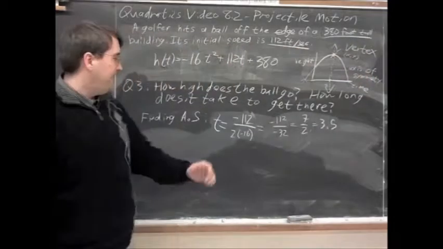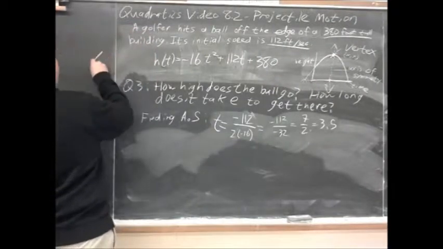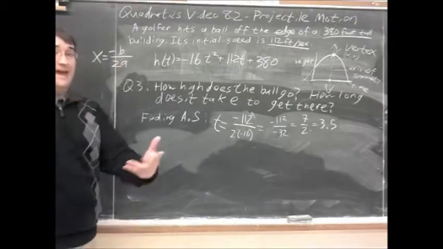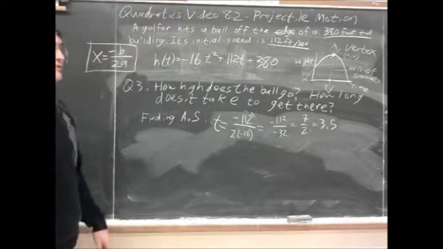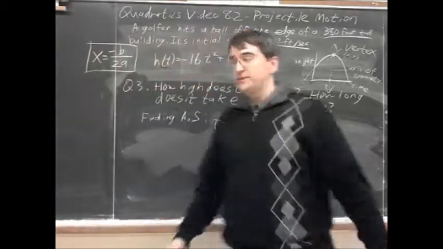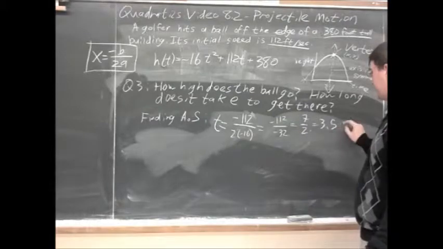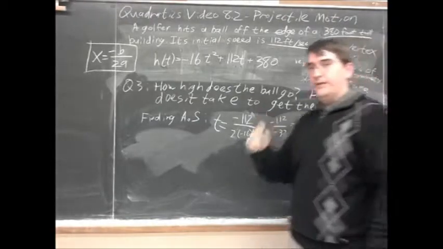So regardless of how you get to there, using either the formula t equals negative b over 2a, or just by averaging the x-intercepts, or the zeros, you can find the axis of symmetry. That gives us that time. That's the answer to the second question. How long it takes to get to the maximum height? 3.5 seconds.